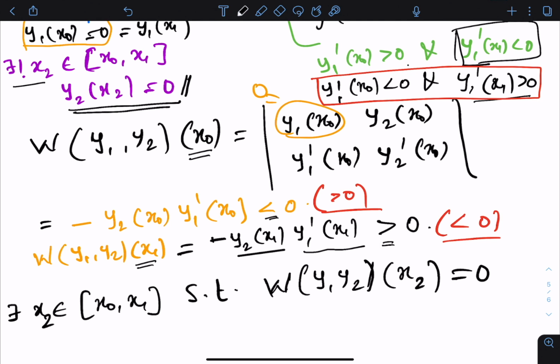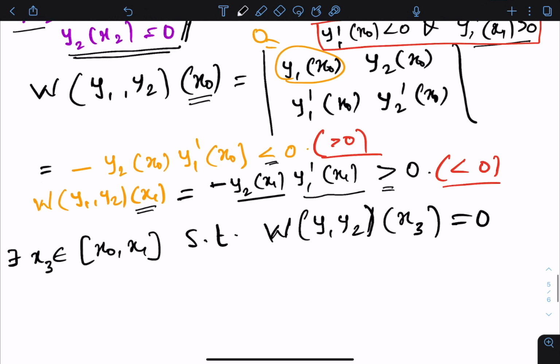Let's not call it x2 because I've already used x2 here. Let's call it something else. What do I call? Just call it x3, okay? I can't think further. Fine. So there is an x3 such that this Wronskian becomes 0.